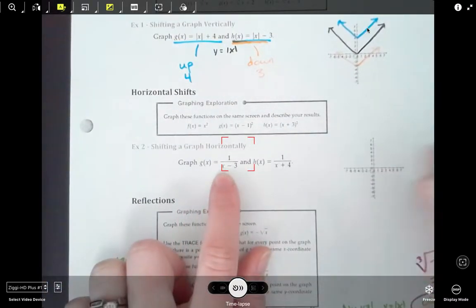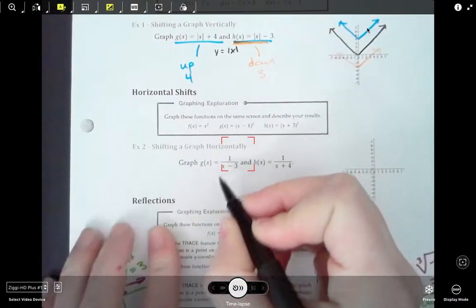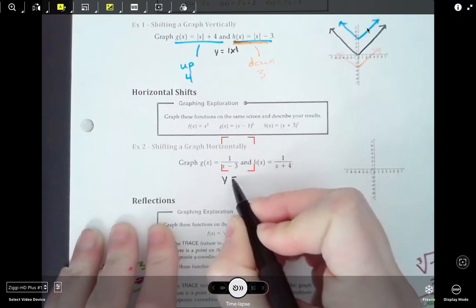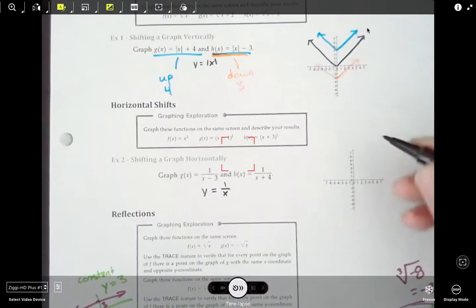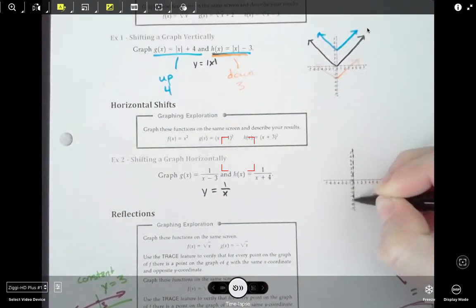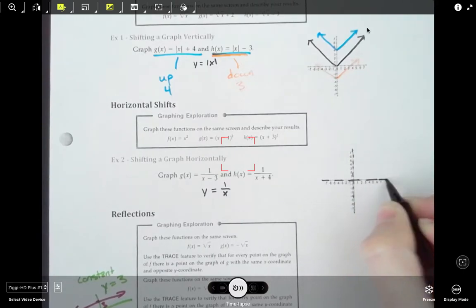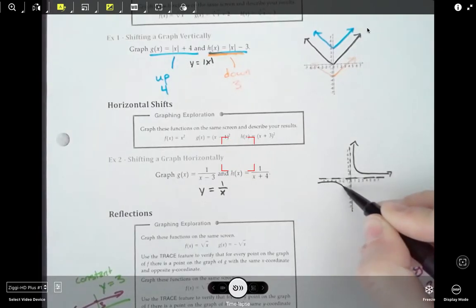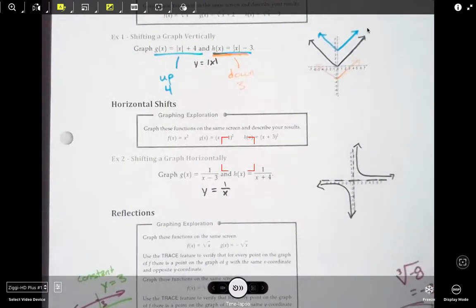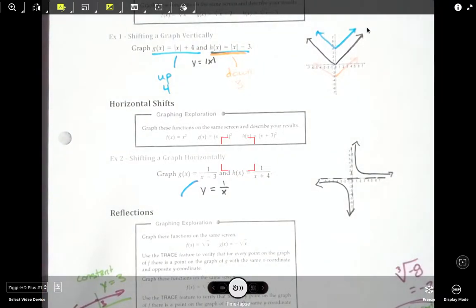So this function right here, if I strip away everything, what's my original parent function? 1 over x, and what does he look like? The boomerang equations. I have a vertical asymptote here and a horizontal asymptote here, and I have these little guys. Now shifting this is a little bit tougher than normal for most people. If I look at the x minus 3, what's that minus 3 doing? It's going to the right 3.